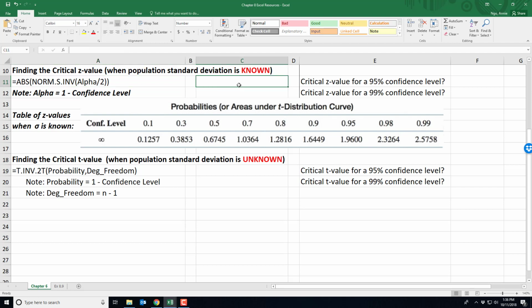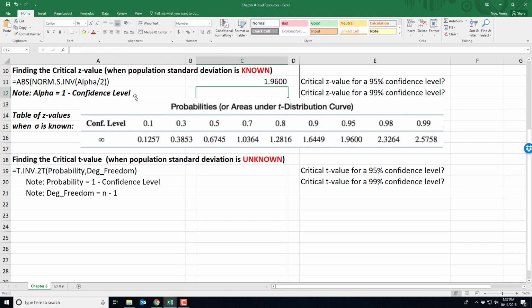But in case you wanted to see how it works in Excel, we'll type in equals absolute, so that's ABS, parentheses, norm.s.inv, parentheses. So our alpha, in the question over here, it says, what's the critical Z value for a 95% confidence? So I put a note here that our alpha is just 1 minus the confidence level. So 1 minus 0.95 would be 0.05. So our alpha is 5% or 0.05. And then divide that by 2 because we have two tails on either side of our distribution curve. So I'll go ahead and close parentheses.